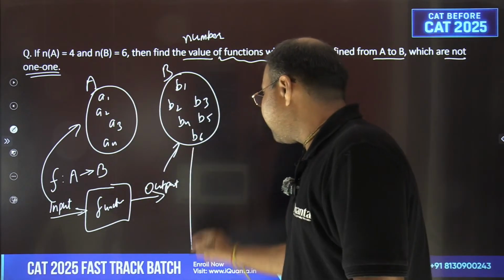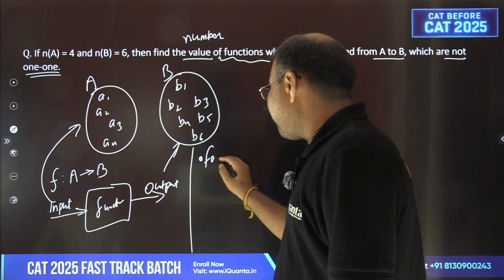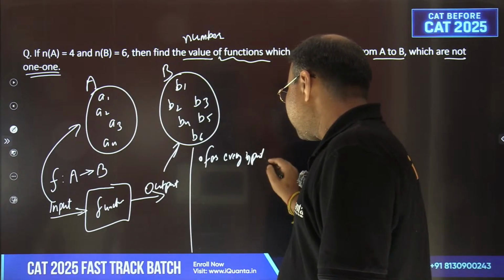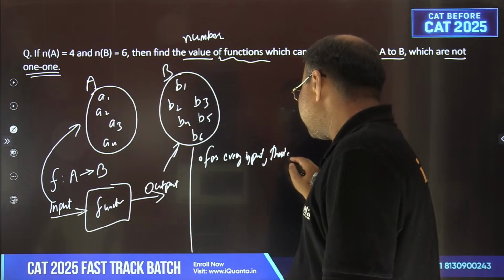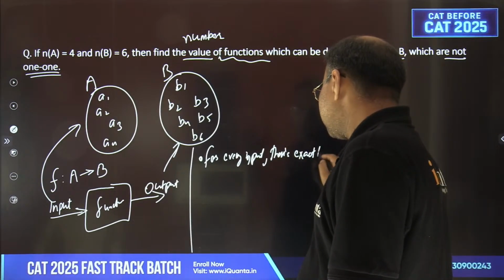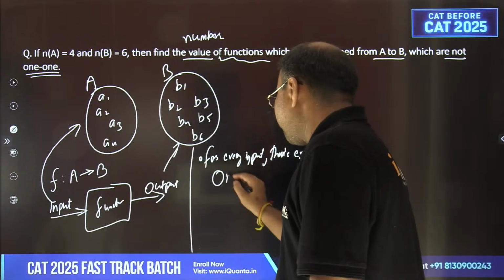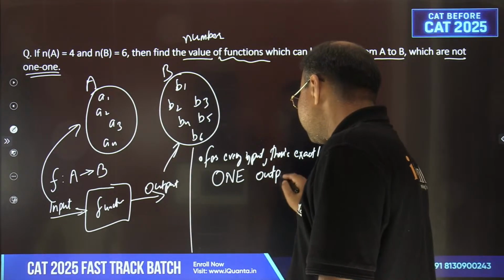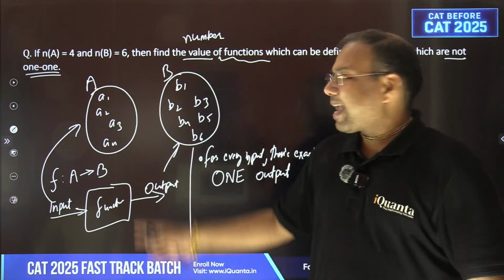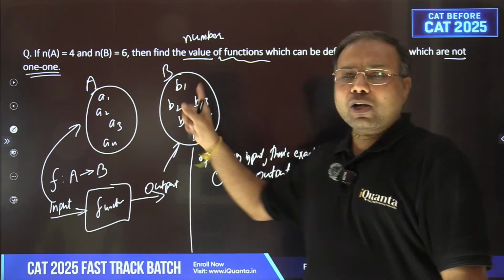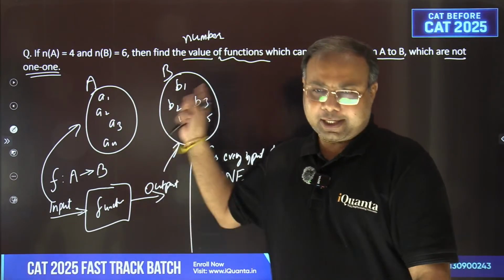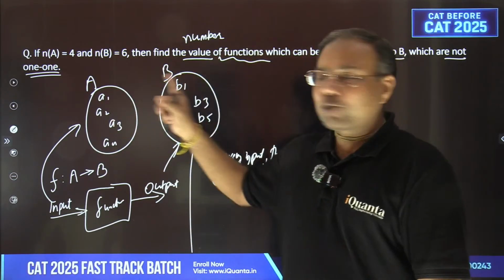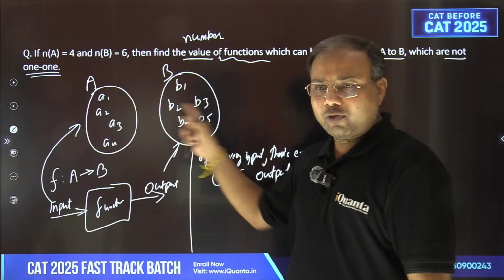Let me point it here. For every input, there is exactly one output. I'm writing it in capital letters, one output. Is that part clear? So A1 is to be connected with exactly one of them. So how many options are there? 6, right? As Ayushman clearly mentioned here. So for A1, we have 6 choices. It could be connected with B1 or B2 or B3 or B4, B5, B6.